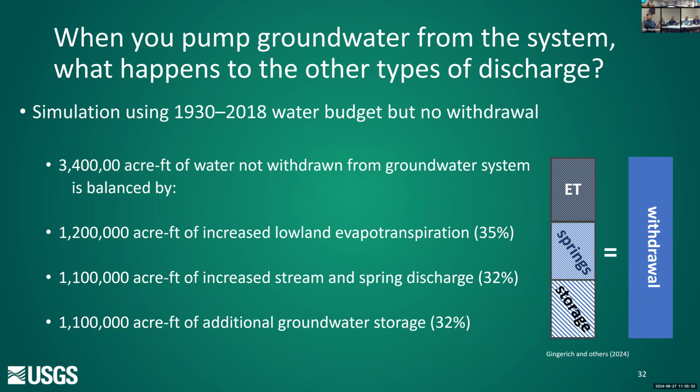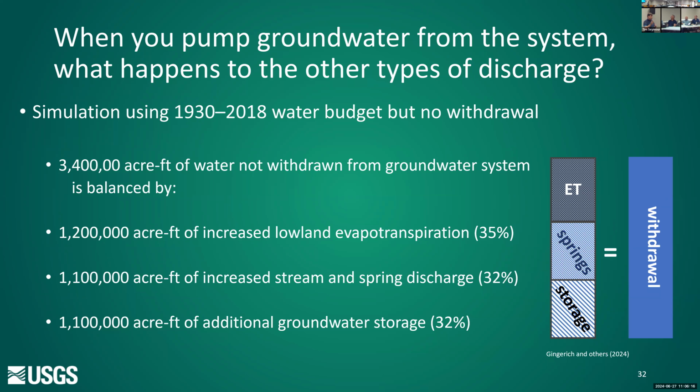So let's run the model, but don't take that out of the system. What happens? We get 1.2 million acre feet of increased ET through this time period. We get 1.1 million acre feet of extra stream and spring discharge. And we get 1.1 million acre feet of higher storage, no water level drop. Which kind of surprised me, that they all came out about equal, a third, a third, a third, basically. The withdrawal that's happened throughout the history of pumping in the basin has affected these three things somewhat equally.